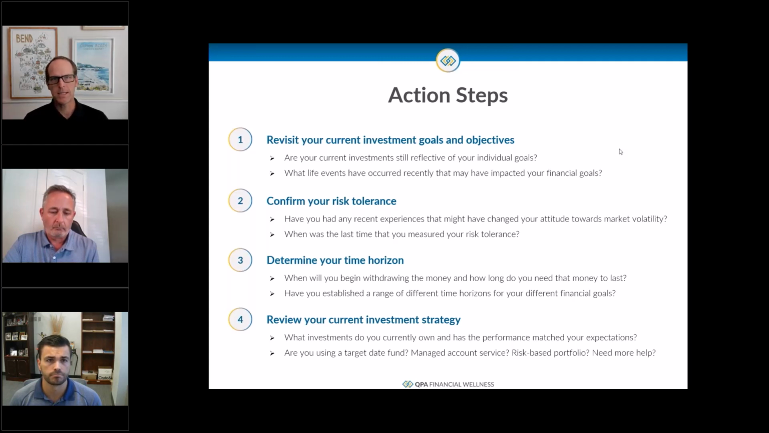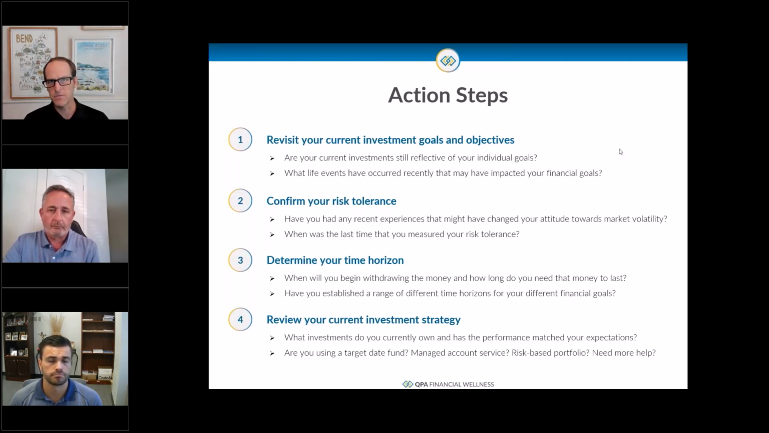First, I want you to take some time to revisit your current investment goals and objectives, okay? If you don't know what your investment goals and objectives are, that's a really important reason to sit down and have that conversation, okay? You want to make sure that your current investments still reflect what your individual goals are, okay?